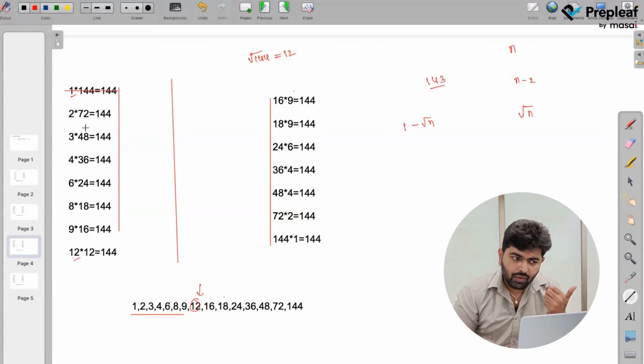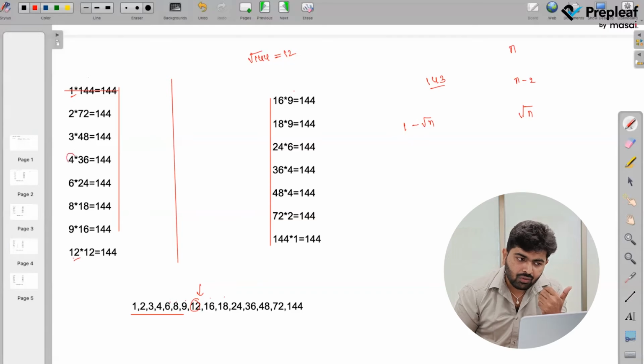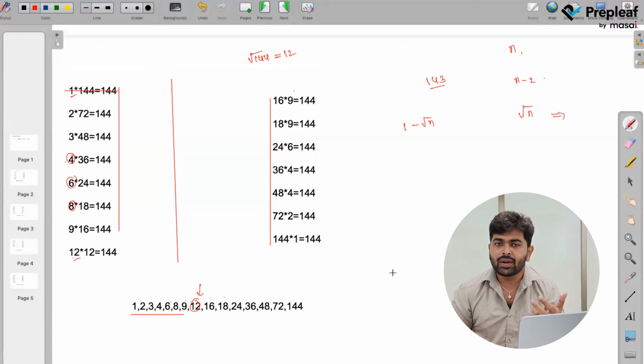Start from 2. Now, when you're starting from 2, if you think carefully, friends, is it required to check 4, 6, 8, all these even numbers? Think carefully. Is it required? No, not required, friends. Take some time and try to think why these don't need to be checked. If you check only odd numbers, that is enough. So we started with n, then n minus 2, then root n, and even within root n, some of the division operations we are skipping.